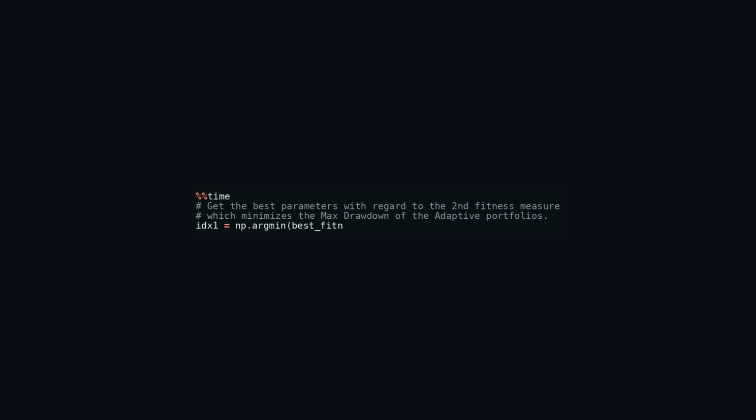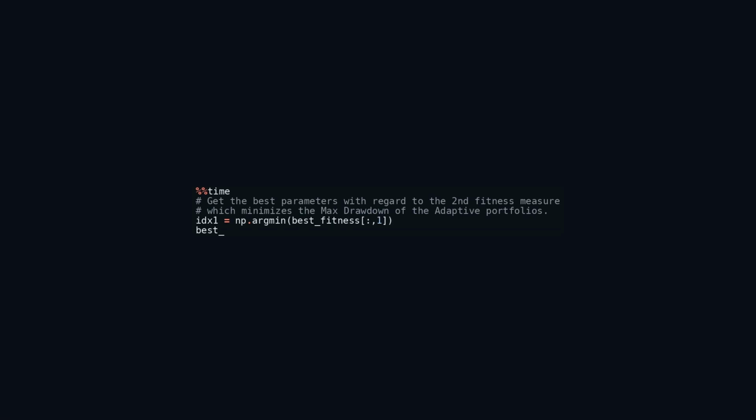This code segment is designed to streamline the optimization of model parameters, focusing on minimizing the max drawdown of adaptive portfolios. Initially, it identifies the index of the best parameters based on the second fitness measure. Retrieving and unpacking these optimal parameters from the best fitness array, it then updates the test name by appending a 1 to reflect the new set of parameters. The best arguments obtained from the optimization are displayed for clarity.